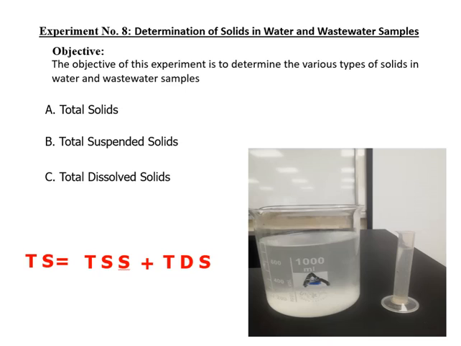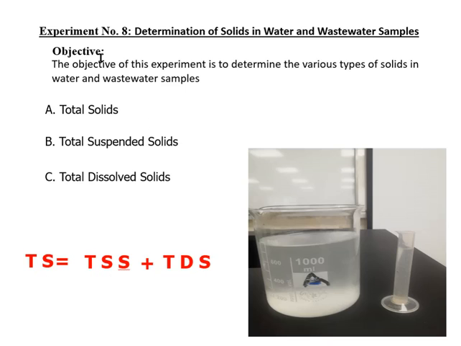In this experiment, we know that in any water and wastewater we have different types of solids. Mainly, there are two types of solids. One is called total suspended solids, which are in suspension. You can see them as small particles. And there may be some dissolved solids, like if you add sugar and salt in the water and mix it, it will dissolve. So that is total dissolved solids, and these two solids make the total solids.